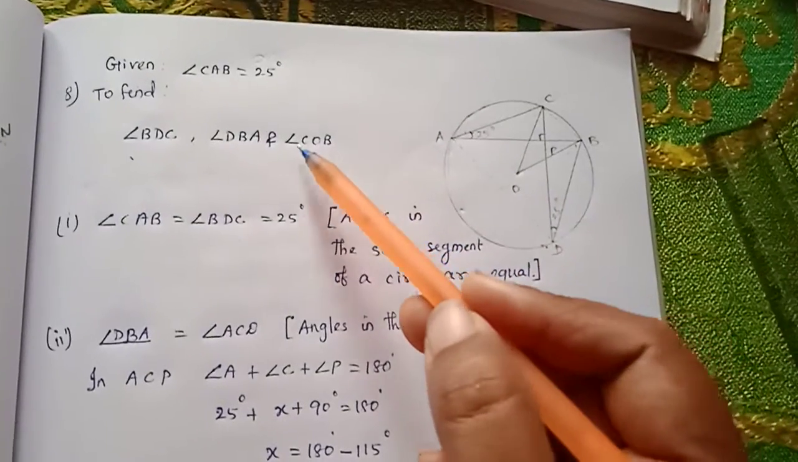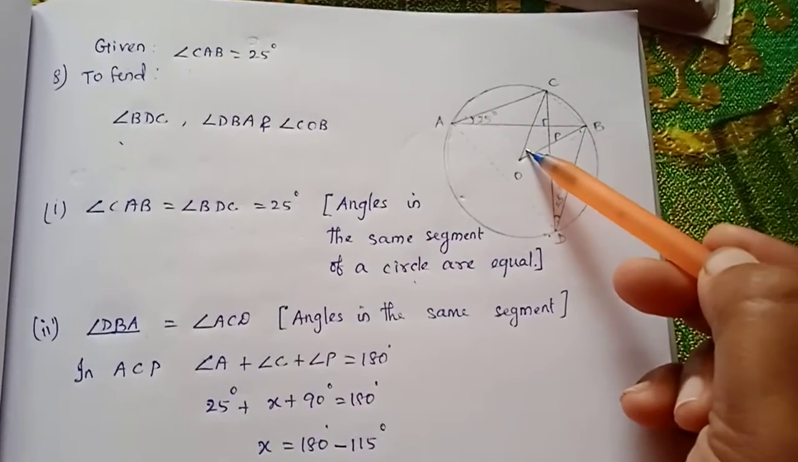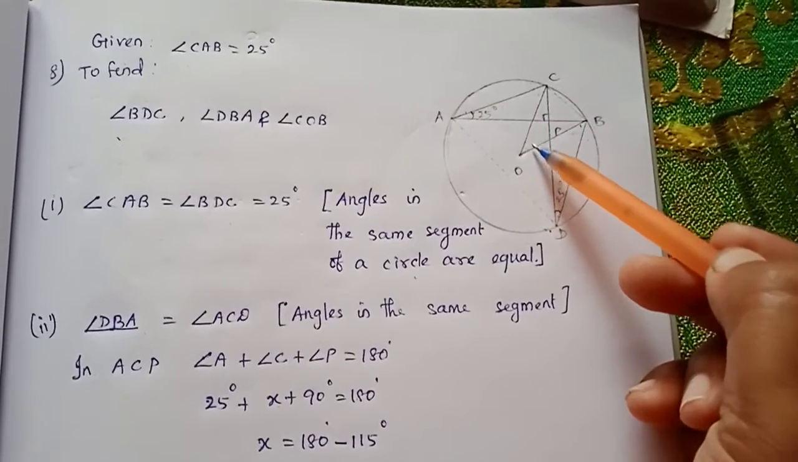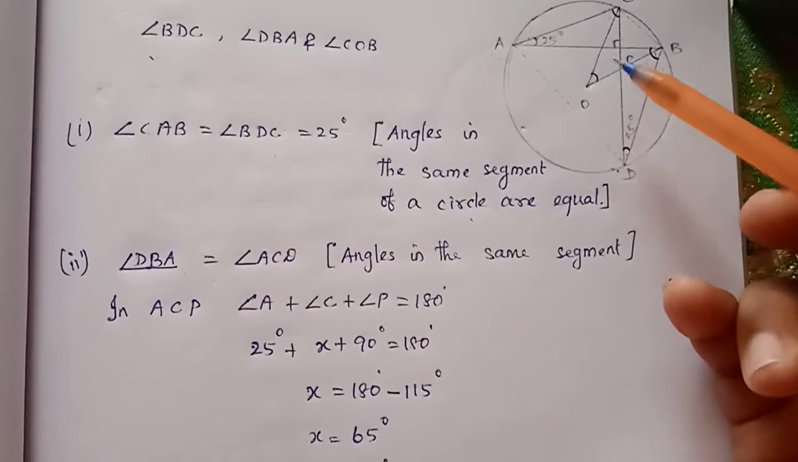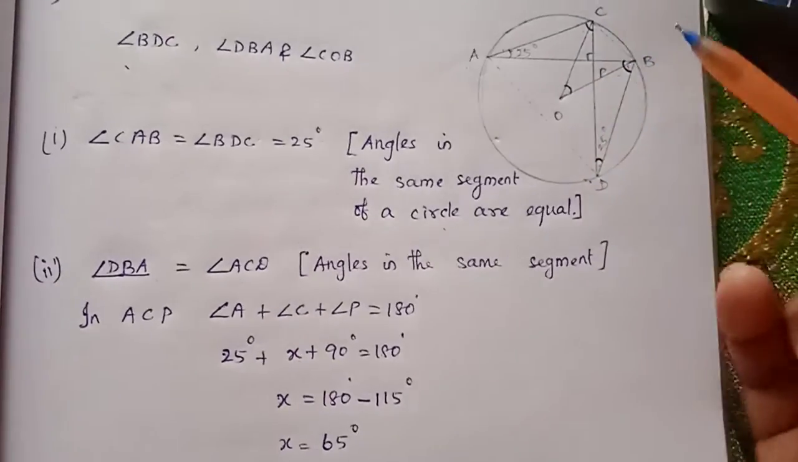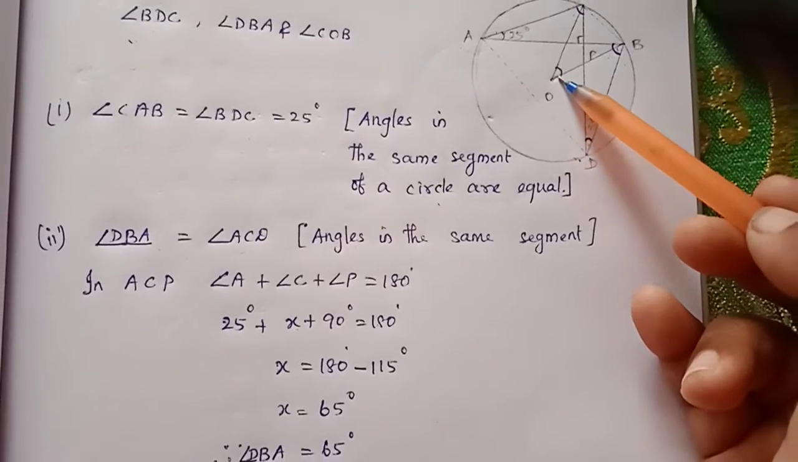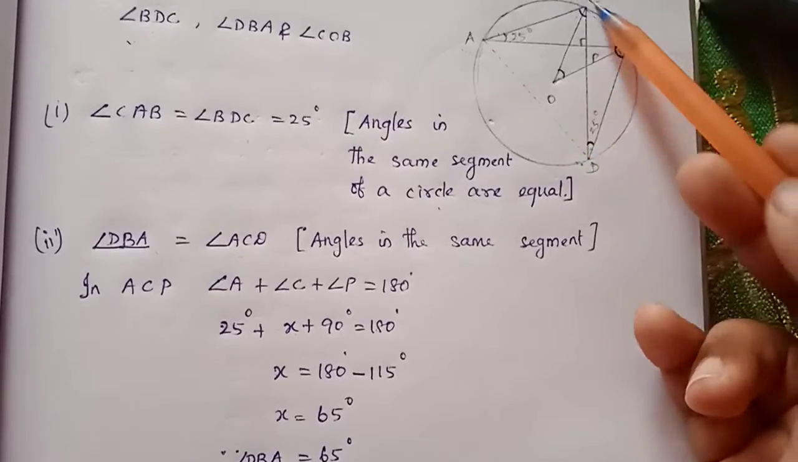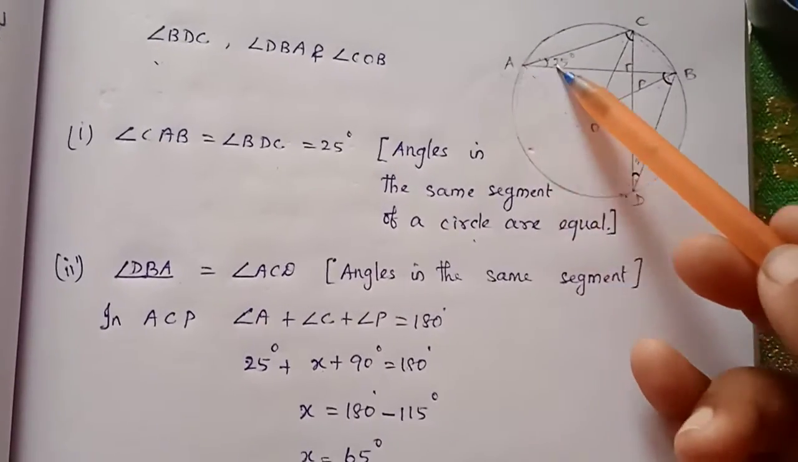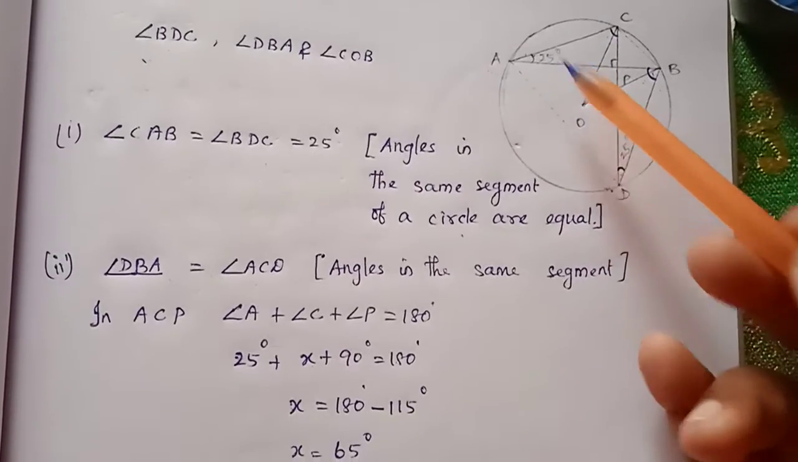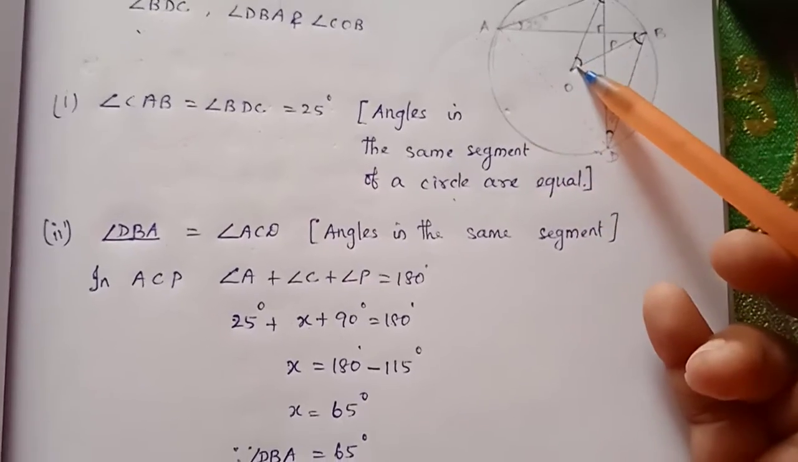Now we have to find another one, COB. This angle we have to find out. Using the theorem: the angle subtended by an arc of the circle at the center is double the angle subtended by it at any point on the remaining part of the circle. So it is given as 25 degrees, so it is double of it. Therefore, this angle will be equal to 2 times this angle. So this is 50 degrees.